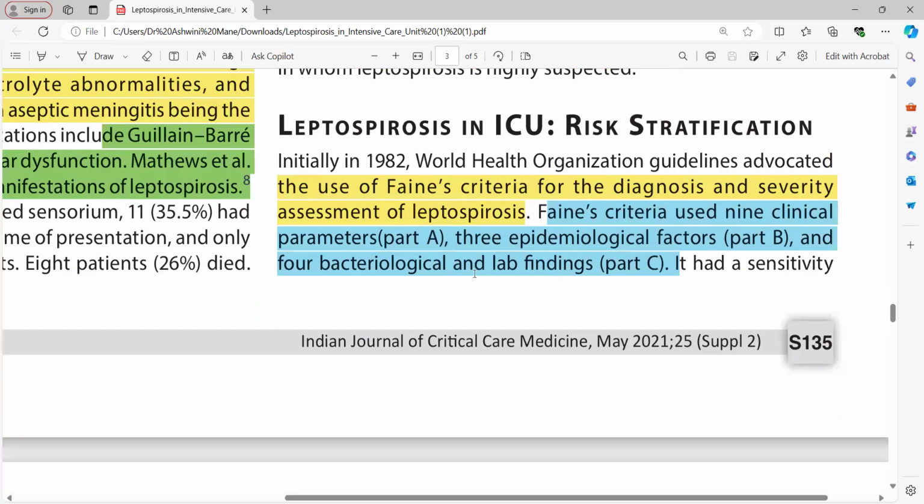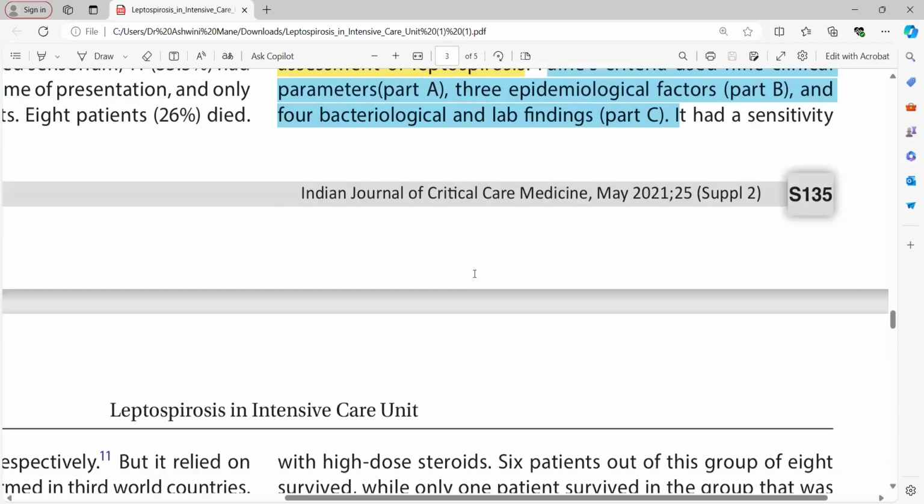Then leptospirosis in ICU risk stratification. Initially in 1982, the World Health Organization guideline advocated the use of the Faine criteria for diagnosis and severity assessment of leptospirosis. The Faine criteria used 9 clinical parameters, 3 epidemiological factors, and 4 bacteriological lab findings.